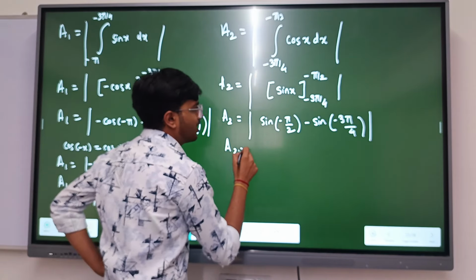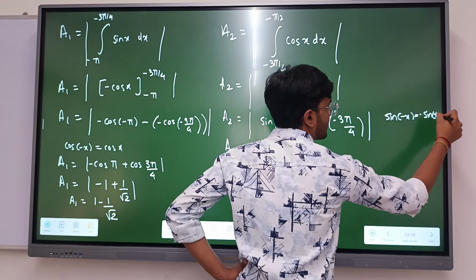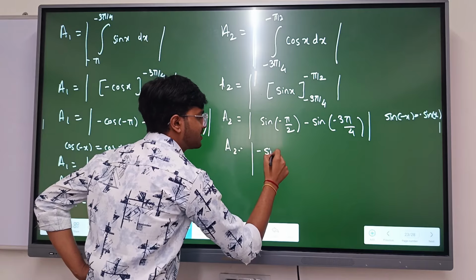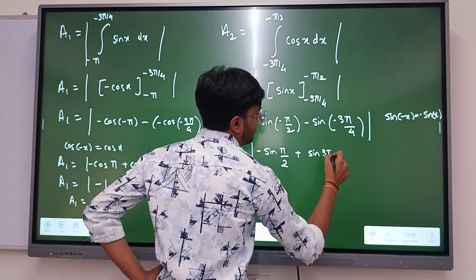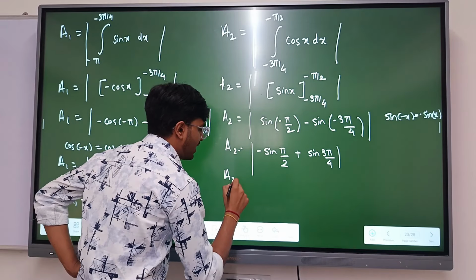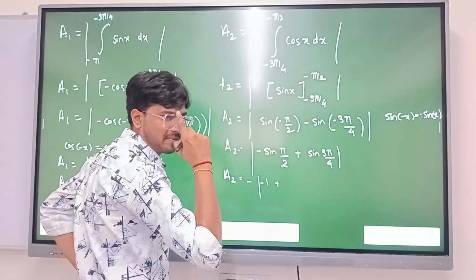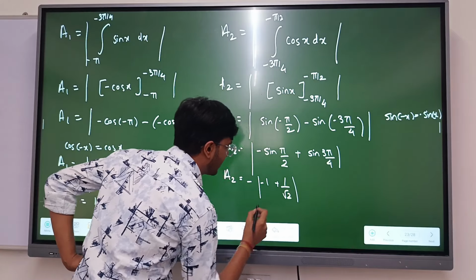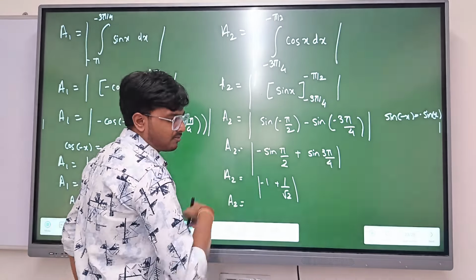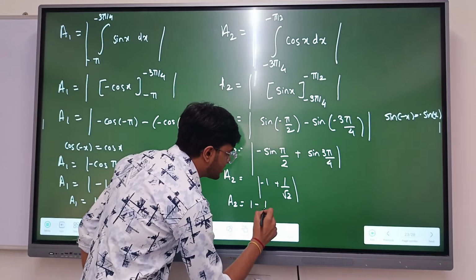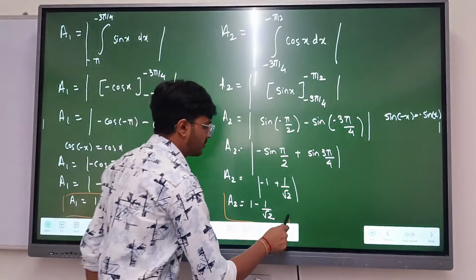So A2 would be, now sin is an odd function. Odd function means sin of minus x is minus sin of x. The minus comes outside. So it will be minus sin pi by 2 minus minus plus sin 3 pi by 4. So sin pi by 2 is 1, and minus 1 plus sin 3 pi by 4 would be 1 by root 2. Again it is a negative value. The mod will give you a positive value, so we have to make it positive, which will be 1 minus 1 by root 2. So we got A1 as 1 minus 1 by root 2, A2 as 1 minus 1 by root 2.